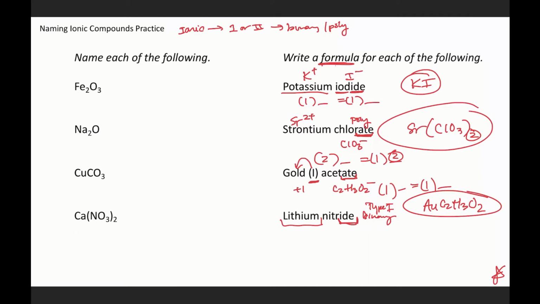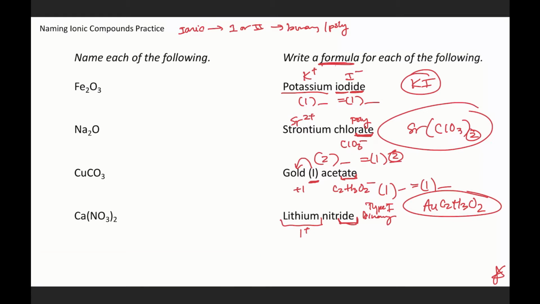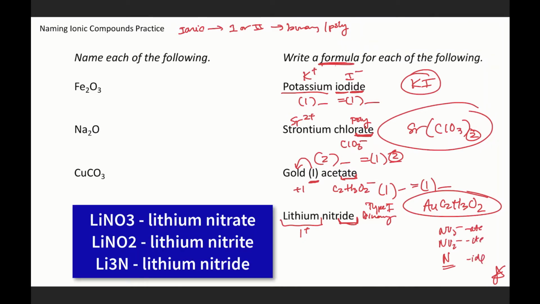The formulas are delightfully straightforward for whatever type. This is going to be 1 plus, and this is going to be nitride, which means it comes from nitrogen. Not to be confused with nitrate or nitrite. Nitrate would be NO3 minus, nitrite would be NO2 minus. Nitride, though, is the nitrogen as an ion. So this would be the ate, this would be ite, and this is ide. So we make sure we pay attention to what the endings mean.